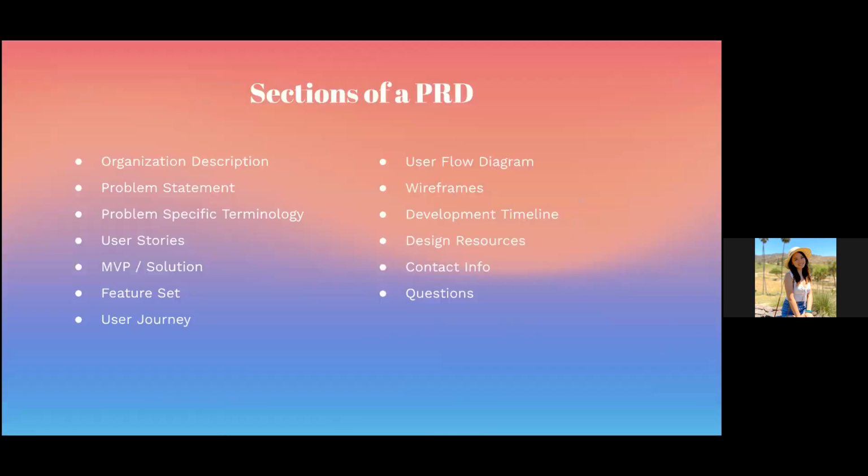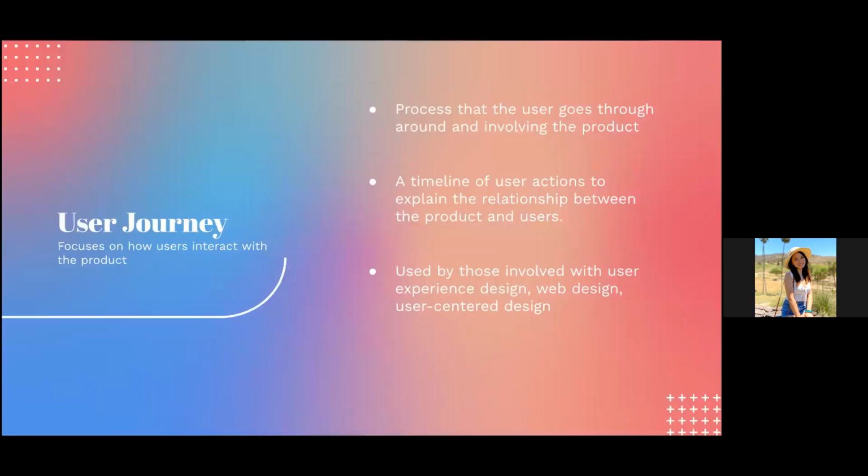And these are the sections of the PRD, and we've already covered the first few, so today we'll be going over the last 7 sections. The first one's user journey, and this focuses on how the user interacts with the product. It's the process that the user goes through around and involving the product. It talks about the user's needs and problems, explaining it into a user journey and how their issue relates to them using your product. And it's a timeline of user actions.